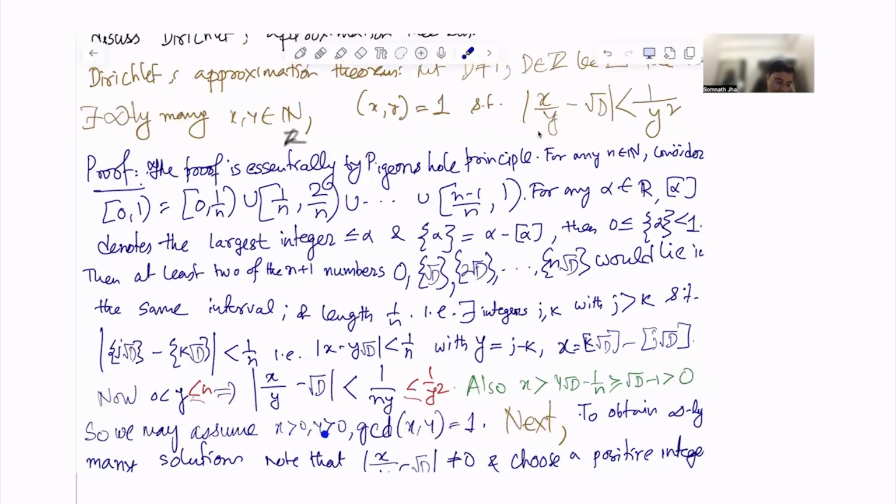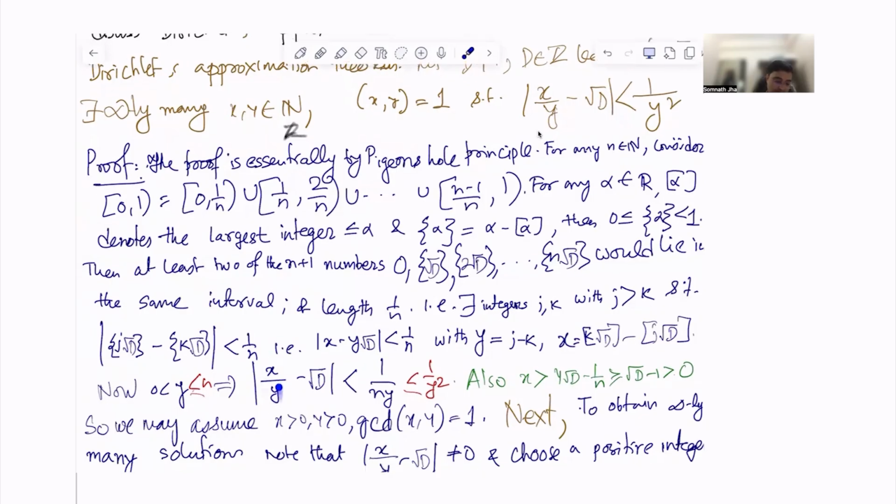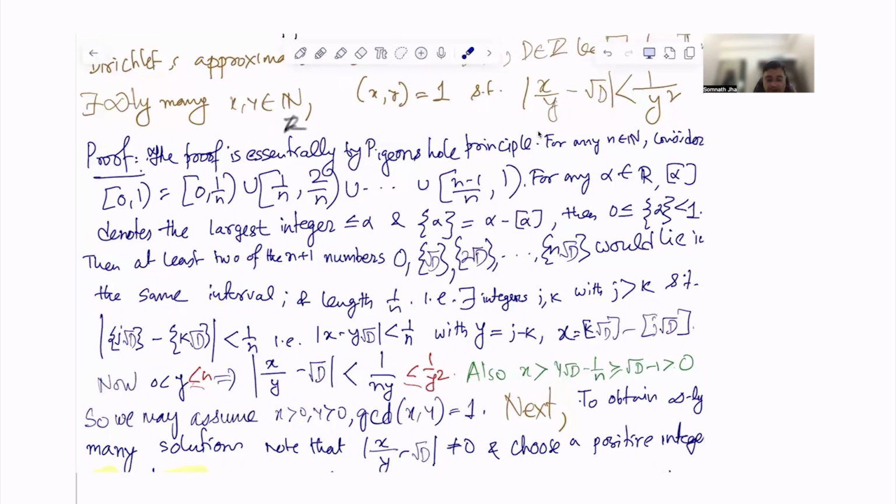So we may assume x is positive, y is positive, and then in this form we can take the GCD of x and y to be equal to 1. Whatever common factor is there, you can remove. So we got one x by y such that |x by y minus root d| is less than 1 by y square. But we want infinitely many.